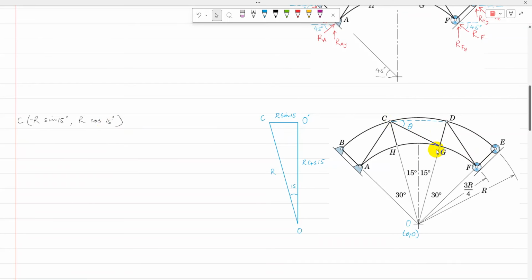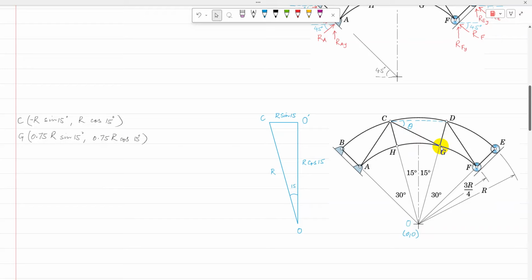The other point whose coordinates I need to calculate is G. The radius of G is 3/4 R, and its angle is 15. So the coordinates of G are positive 0.75 R sine 15 and 0.75 R cosine 15. Now using the coordinates of C and G, it is possible to find the gradient.